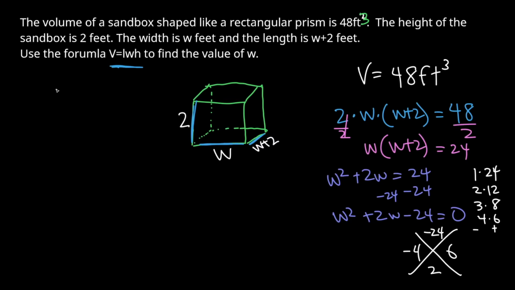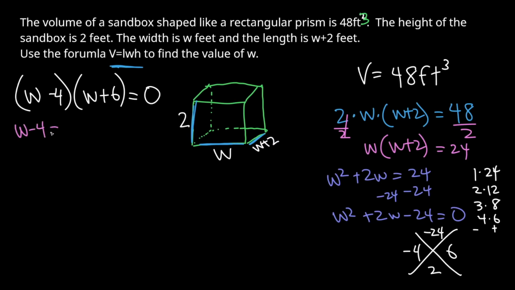So I'm going to go ahead and factor that out over here. We now have W minus 4 times W plus 6 equals 0. Using the zero product property, W minus 4 equals 0, and we'll solve for W. W equals 4. And then on the side, we have W plus 6 equals 0. Subtract 6 from both sides. W equals negative 6.